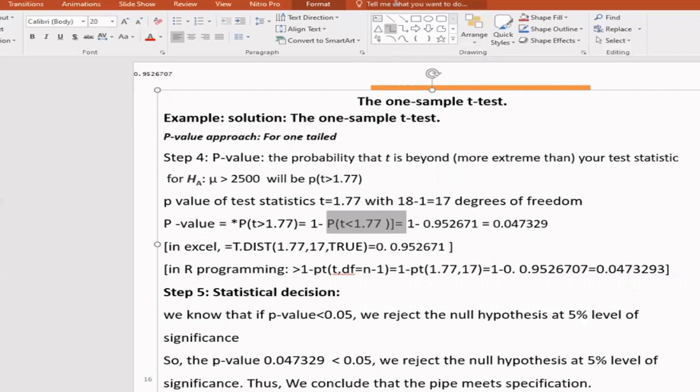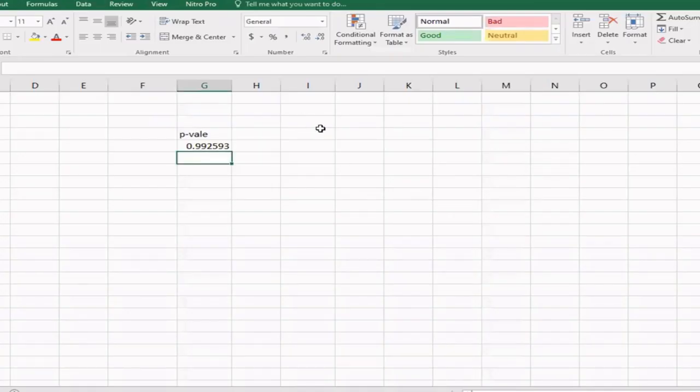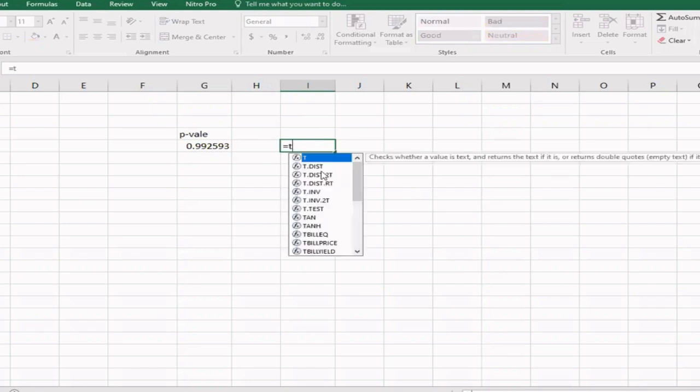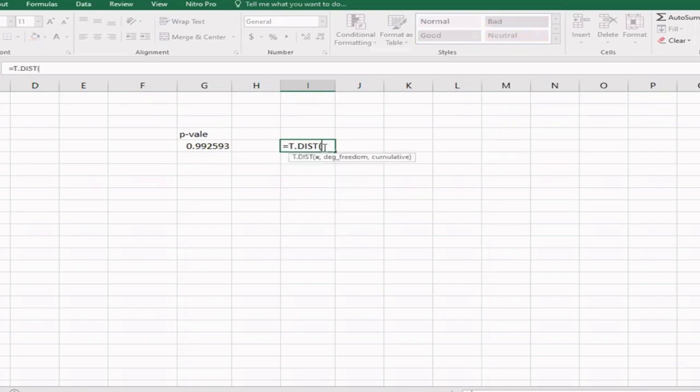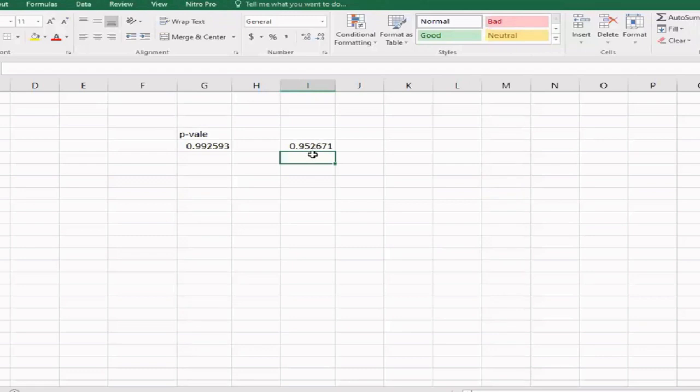If you go to Excel, for the p-value, use T.DIST. Our calculated value is 1.77 and degrees of freedom 17. For the second condition, we give a comma and choose TRUE, because we want the probability of less than or equal to 1.77. First we choose the first option, then give it, and we'll get it. That is the probability t less than 1.77 for 17 degrees of freedom: 0.952617.